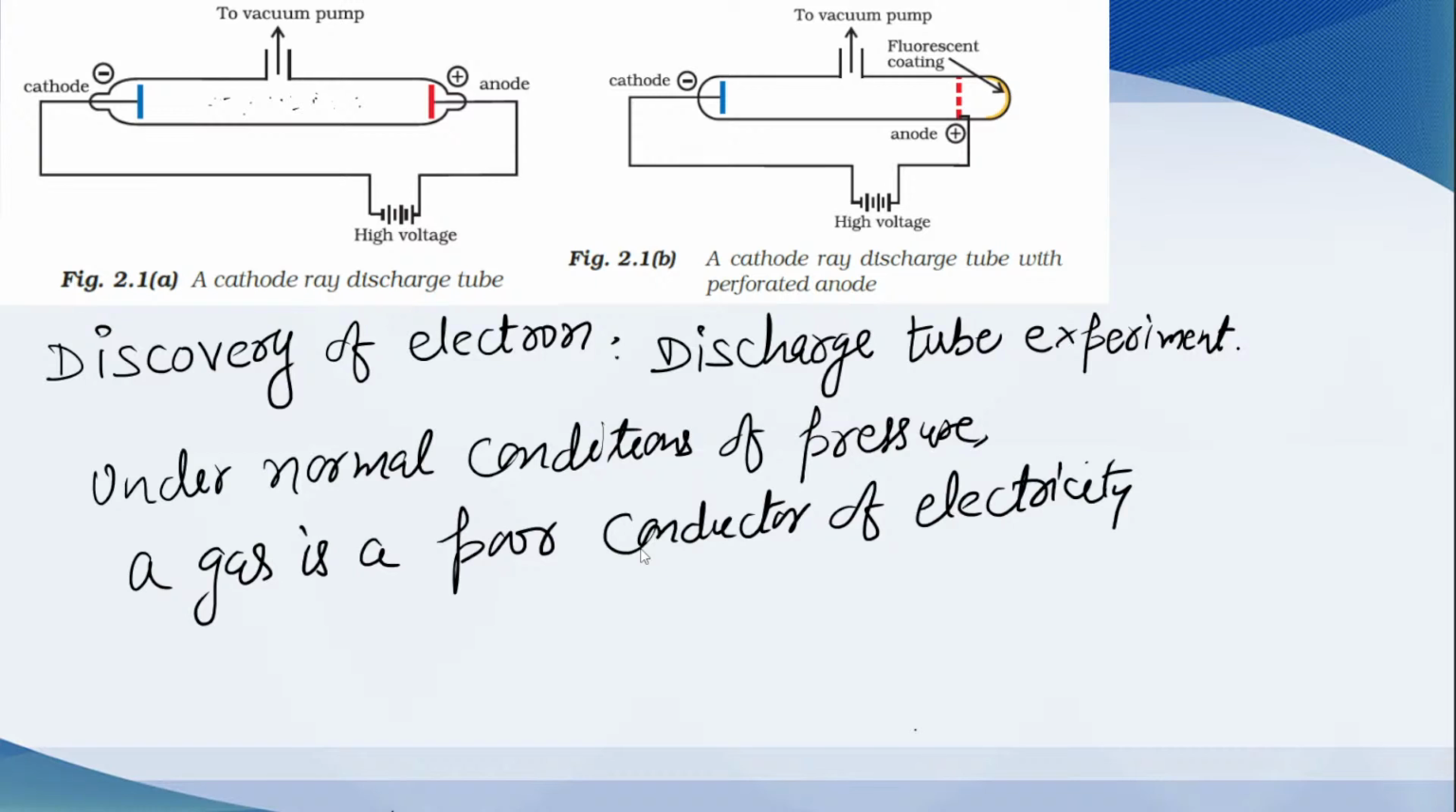First of all, William Crookes was the scientist that studied the conduction of electricity through gases at low pressure, and he performed the experiment in a discharge tube. This is the glass tube, made up of hard glass.